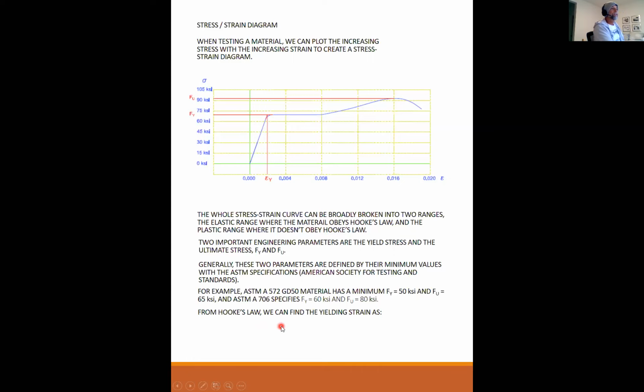Okay, from Hooke's law, we can find the yielding strain, epsilon y, as epsilon y is equal to the stress over Young's modulus. For A706, the yielding stress is 60 KSI, and Young's modulus for almost all steels is 29,000 KSI. But you can look that up in the back cover of your book as well for other materials. So 60 KSI over 29,000 KSI is 0.0207 inches per inch of strain, so that you can define where the yielding strain is based on Young's modulus and the yield stress.